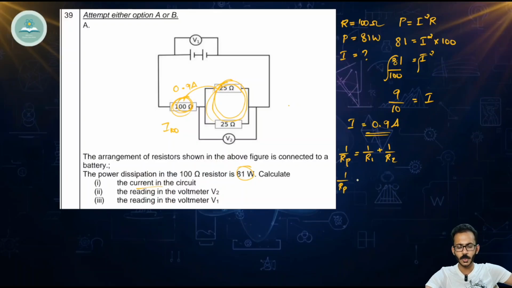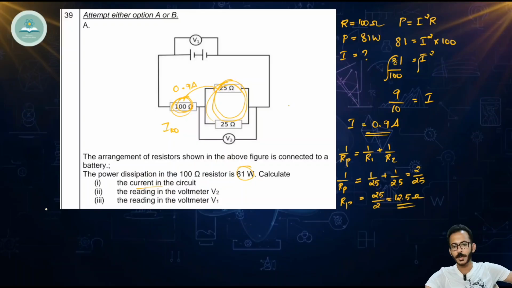1 by Rp is equal to 1 by 25 plus 1 by 25, that is equal to 2 by 25. Rp is equal to 25 divided by 2. If needed, we can stop it here since we're continuing, or else we can write like 12.5 ohm. Okay, now let's come to the second part of it. We are going to find out the reading of this voltmeter. We know from Ohm's law, V is equal to I into R.